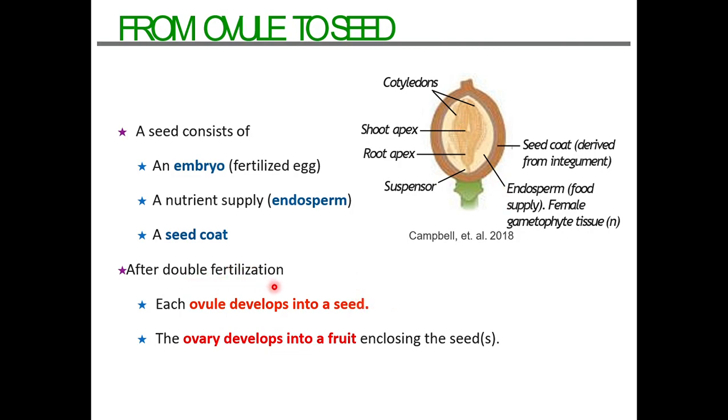After double fertilization, each ovule develops into a seed. The ovary develops into a fruit enclosing the seed. Usually when we cut open a fruit, we will find the seed in the middle.